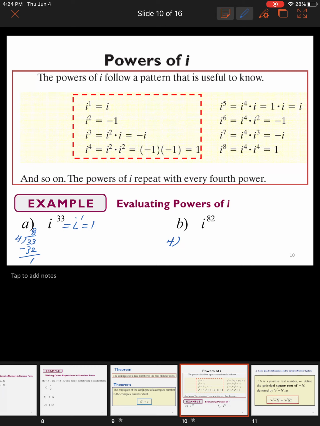We'll do the same thing for 82. Take 82 and divide it by 4. Find out what the remainder is. 4 goes into 82 20 times.